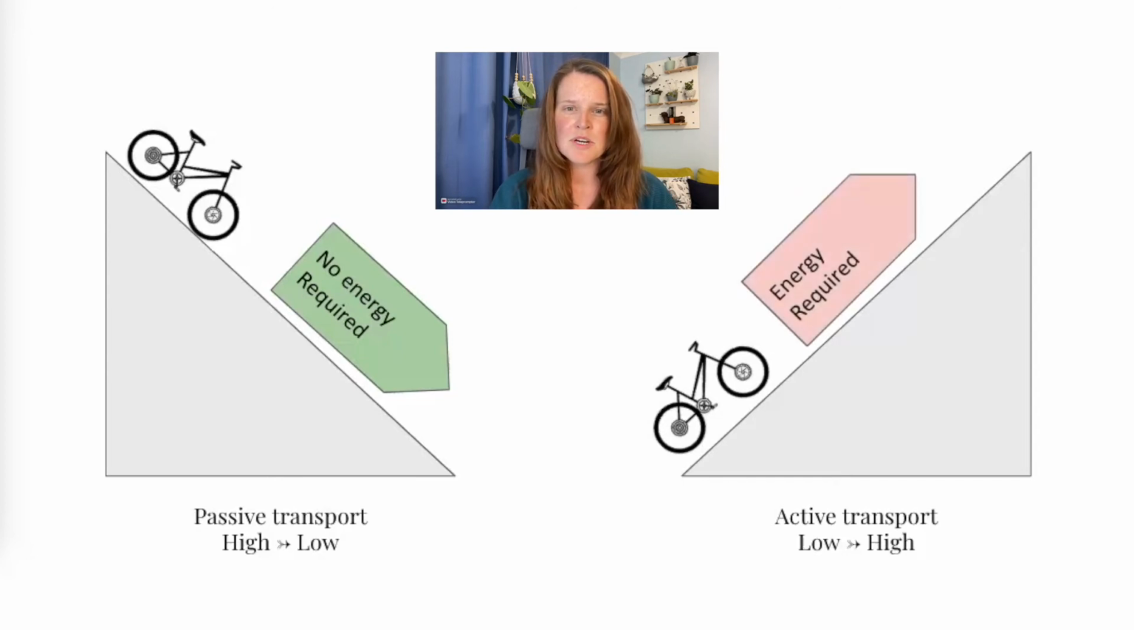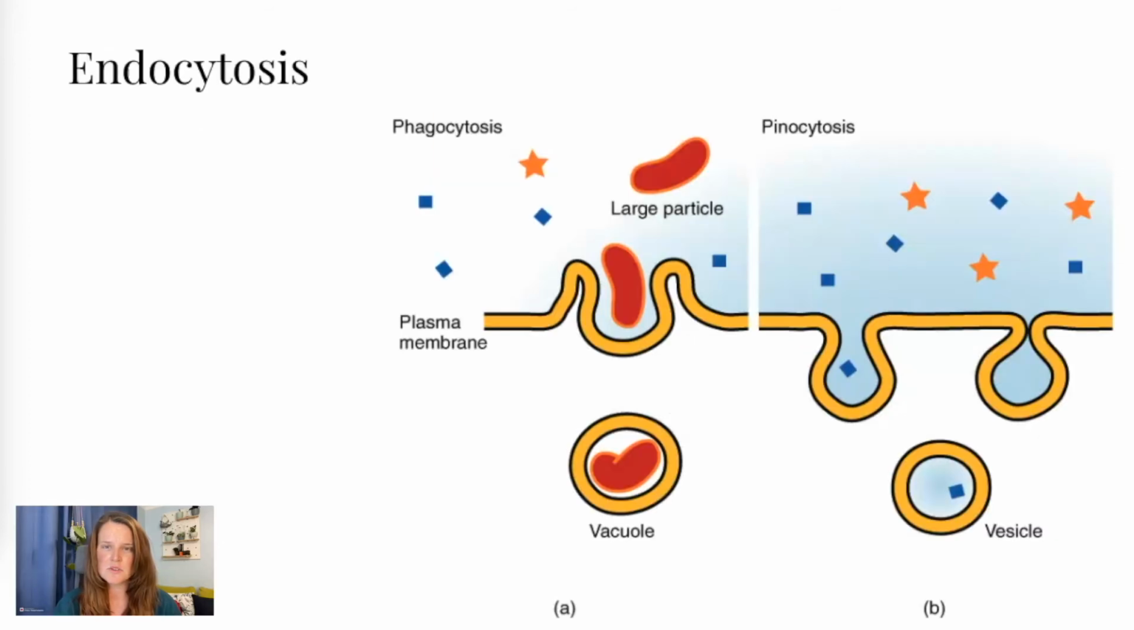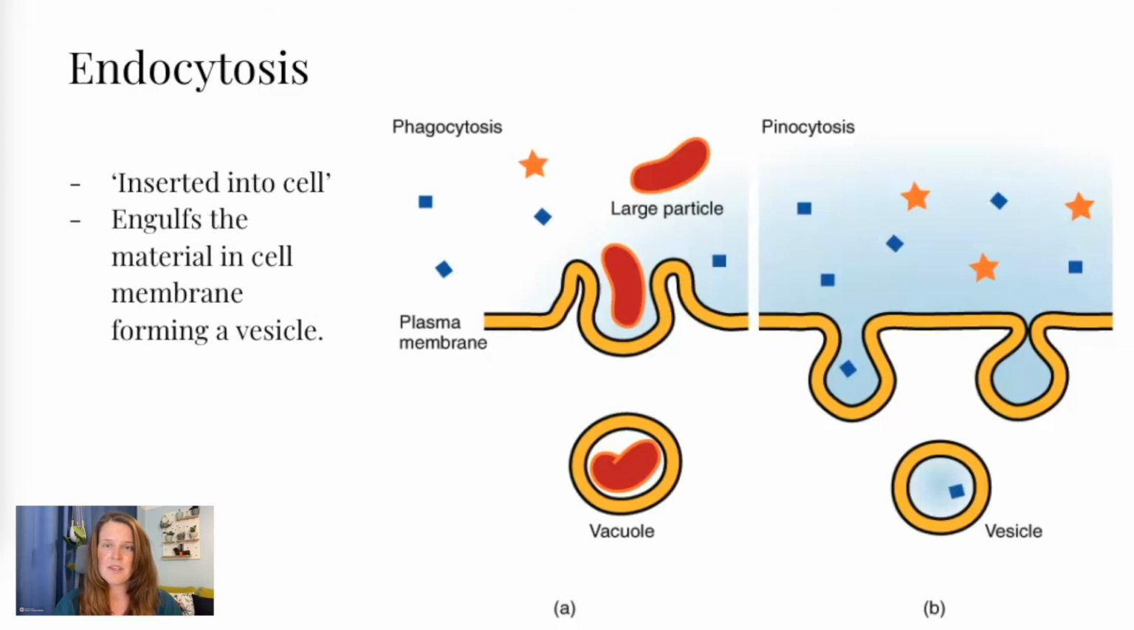Now, these modes of transport I've explained so far are great for small molecules like water and salts and gases. However, some particles are too large to move through the membrane through diffusion or active transport. There are two modes of transport for these large macromolecules, such as food, water, proteins. These processes are called endocytosis and exocytosis. So let's look at these words. Endocytosis is a Greek word meaning the process of insertion into the cell. Endo meaning in, cytosis meaning cell insertion.